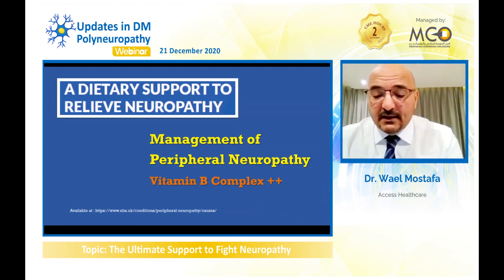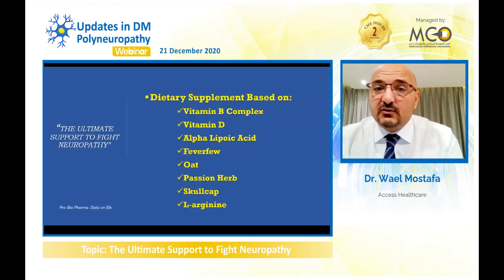In fact, we have upgraded the formula of vitamin B complex by adding some new ingredients. As you know, vitamin B complex is very important, as for the last question for Dr. Mazen regarding how important this supplement is to compensate the loss of vitamin B inside the body. We added also vitamin D. We added alpha lipoic acid, which was highlighted by Dr. Mazen in his lecture, feverfew, oat, passion herb, skullcap, and L-arginine.